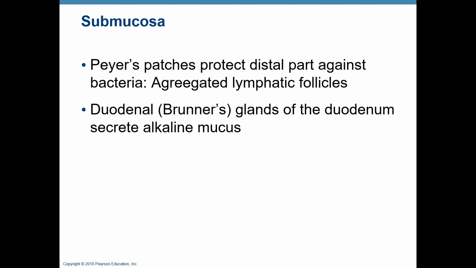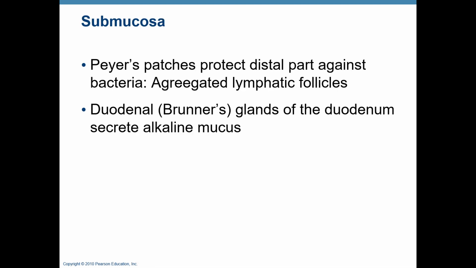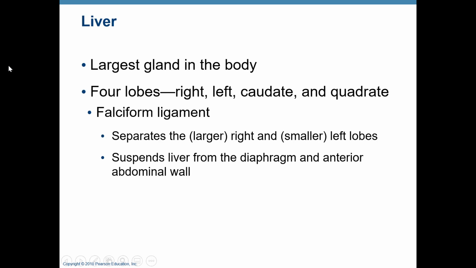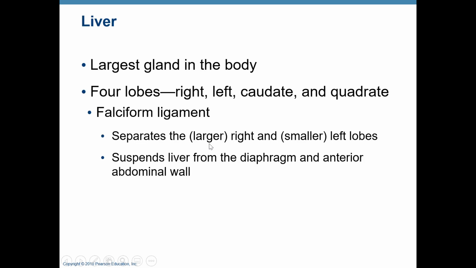Under the mucosa, you have submucosa, and in the submucosa of the late part of the intestine, you have Peyer's patches. Peyer's patches are aggregated lymphatic follicles. We talked about that in the lymphatic system. Then you have Brunner's glands in the duodenum, also called duodenal glands, and they secrete alkaline mucus. So mucus is secreted by the Brunner's glands. The liver is the largest gland of the body, also a part of the digestive system.